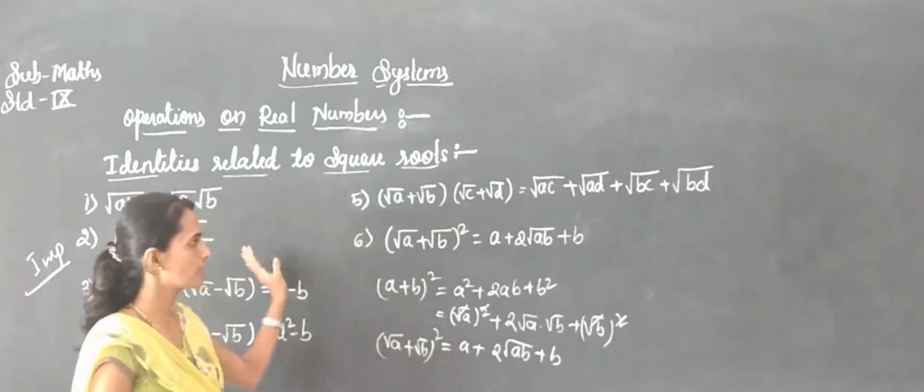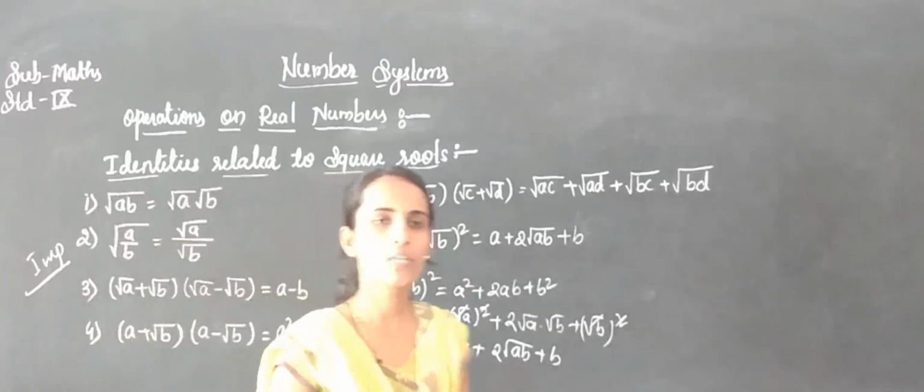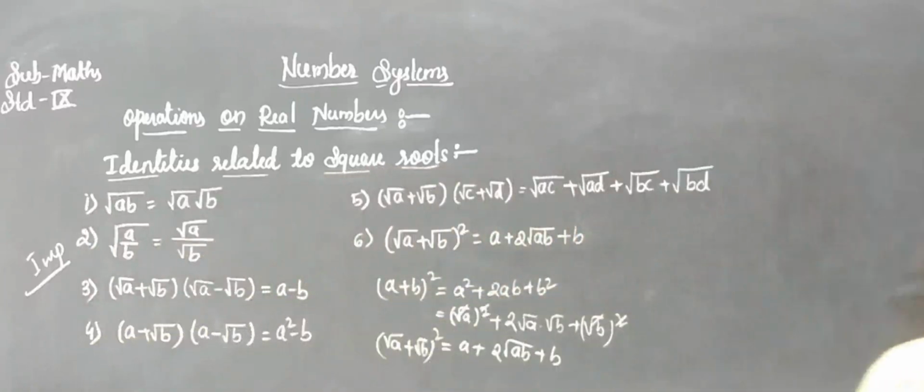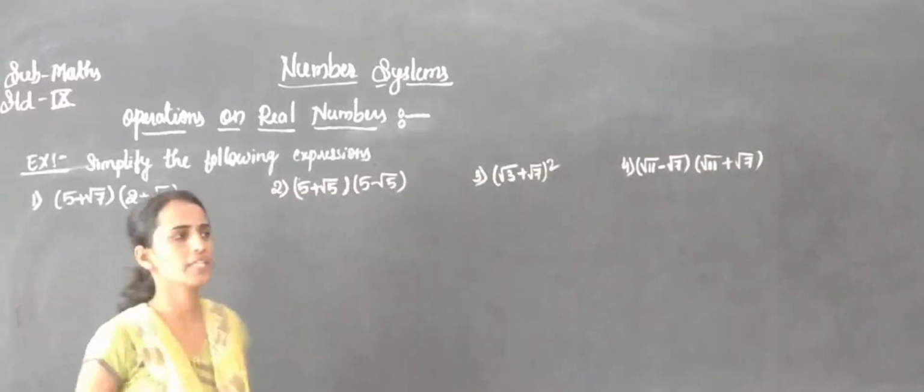Got it now? So these are the important identities. Don't forget, remember these things. Depending on these, we will solve some examples here.